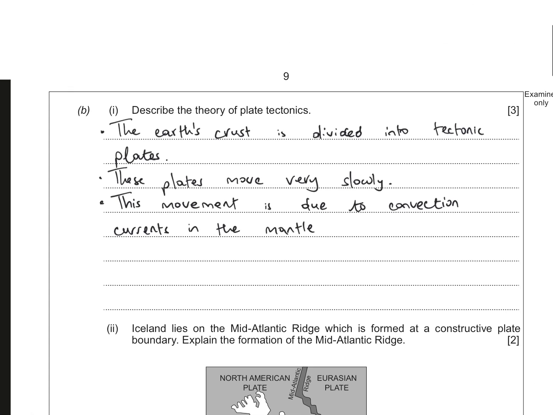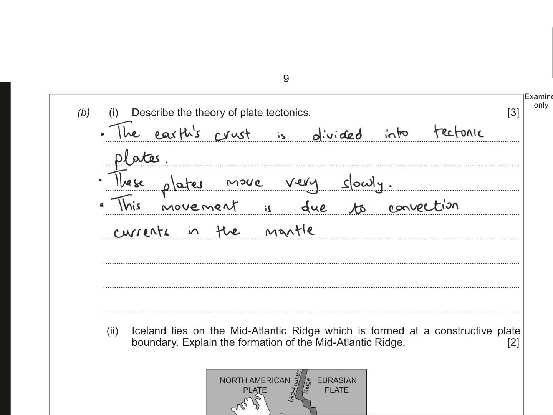Describe the theory of plate tectonics. So this question is asking us, what is Wegener's theory? So the first thing we need to remember: the Earth's crust is divided into tectonic plates. First mark. Second mark, these plates move very slowly. Third mark, the movement is due to convection currents in the mantle.